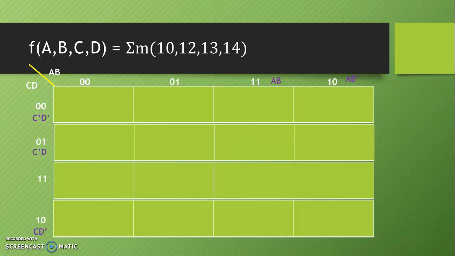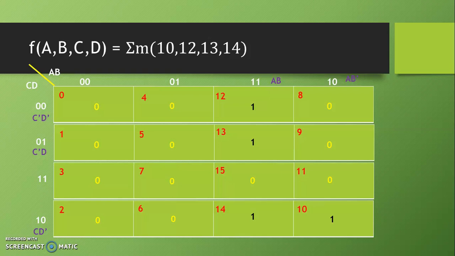Now we have to write ones in the given minterms. As per the expression we have been given, in 10, 12, 13 and 14 we have to fill 1, but for that we have to write the equivalent decimal number of all the cells. We know how to write these numbers 0 to 15, and then we can write ones in 10, 12, 13 and 14. So in 10, 12, 13 and 14 we have written 1 because it is given in the expression. In all other cells we have to write 0.